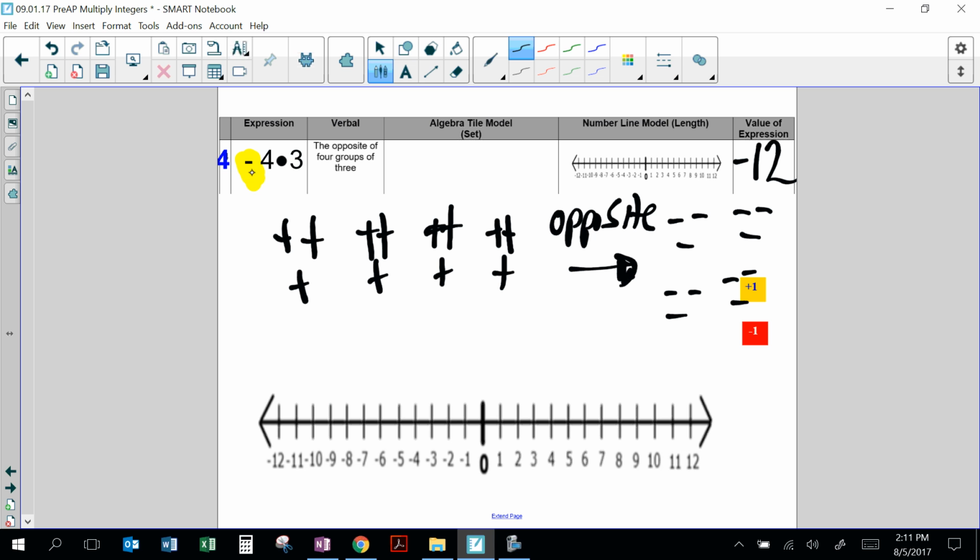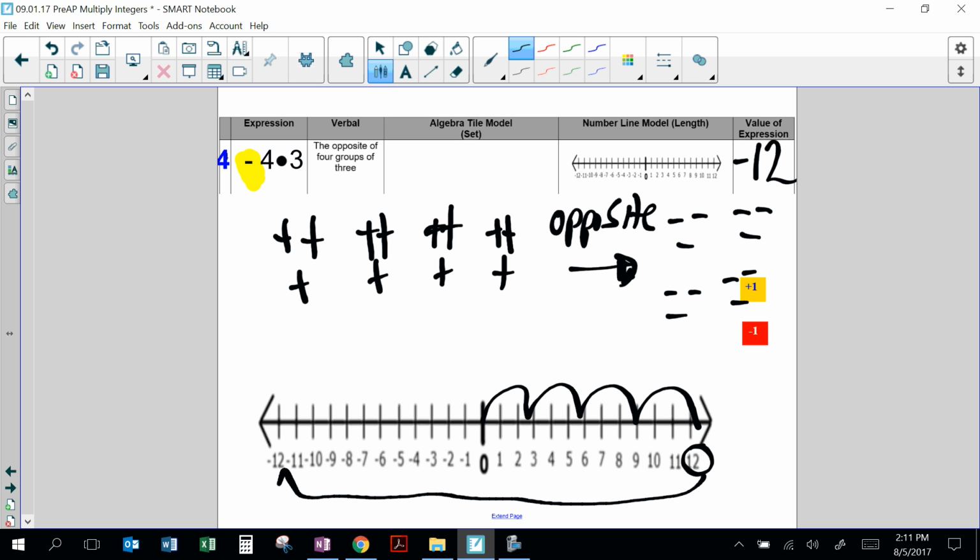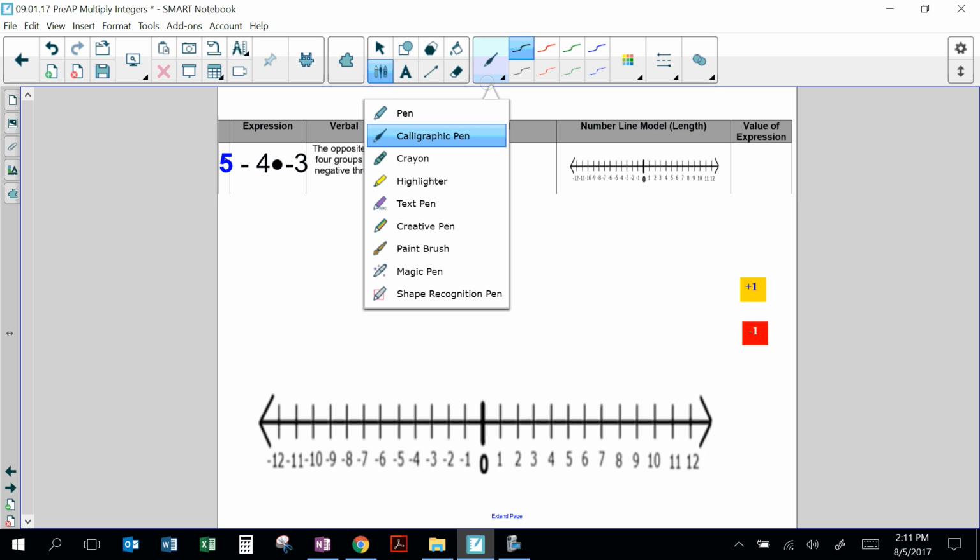So the opposite of 4 groups of 3. So 4 groups of 3. What's on the opposite side? -12. Next one, let me get my highlighter.